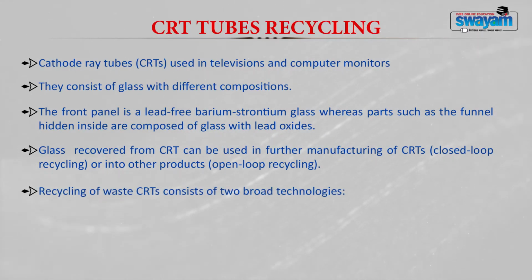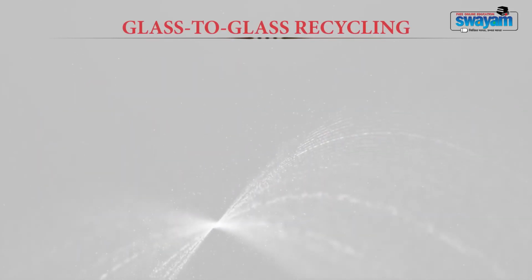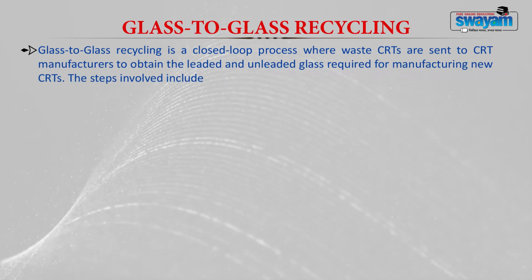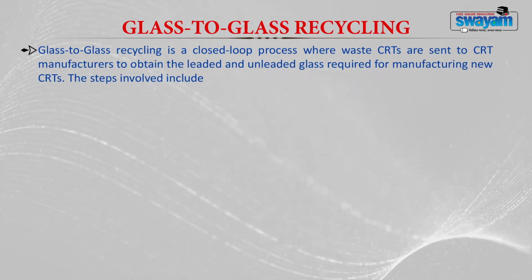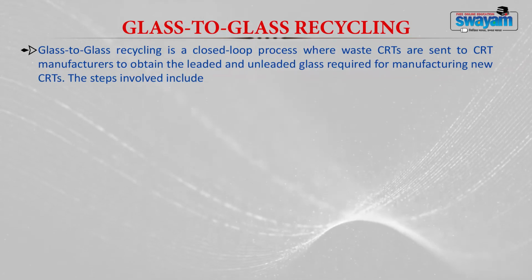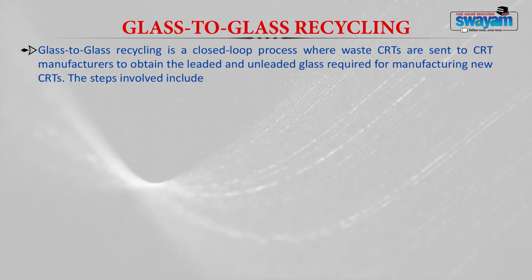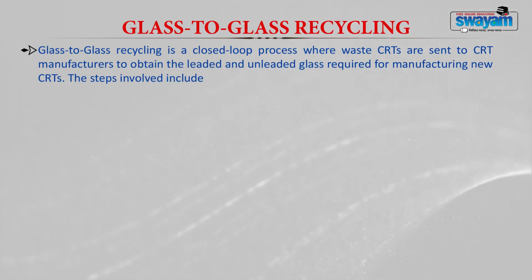Now, recycling of waste CRTs generally consists of 2 broad technologies. One is glass to glass and the other one is glass to lead recycling. First, let us discuss glass to glass recycling. As I told you, it is a closed loop process where the CRTs that are recovered from the waste are sent to CRT manufacturing to obtain leaded and unleaded glass required for the manufacturing of new CRTs.